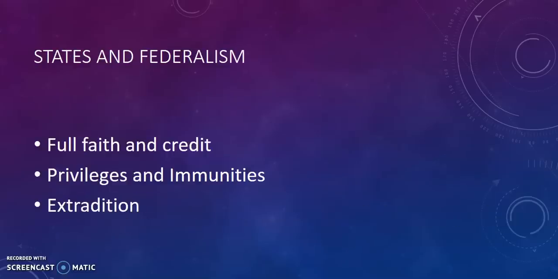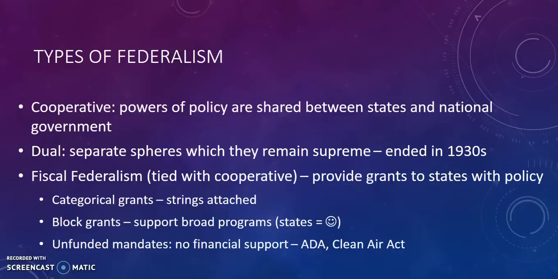Now, states are going to have a relationship with each other: full faith and credit, privileges and immunities, and extradition. So, for example, if you get married in New Jersey, under the full faith and credit clause, when you move to California, California has to recognize your marriage in New Jersey. It's sort of reciprocal. Privileges and immunities: just because you're in New Jersey and you go to Pennsylvania, they are not allowed to discriminate against you. You can't have certain rights being taken away because you're a New Jersey resident. And then extradition, of course: if you commit a crime, you flee to another state, they have to ship you back to that original state.